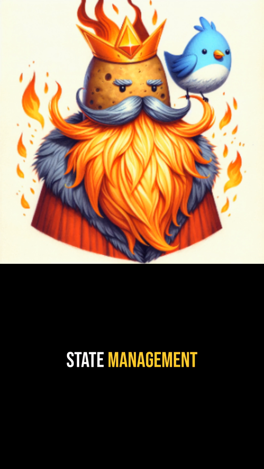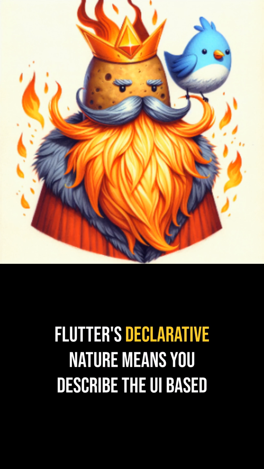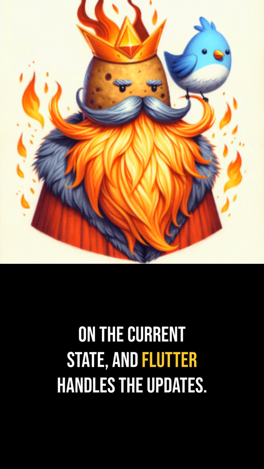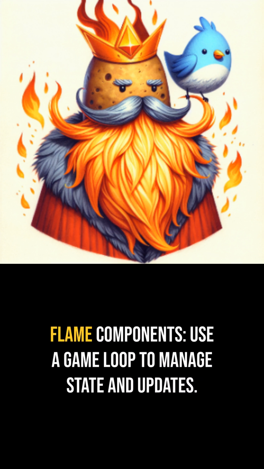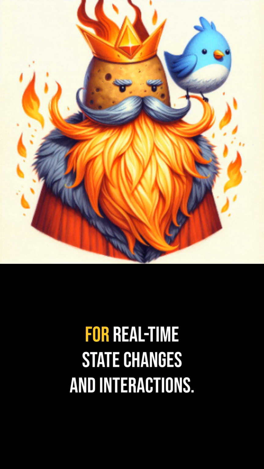2. State management. Flutter widgets use stateful and stateless widgets to manage state. Flutter's declarative nature means you describe the UI based on the current state, and Flutter handles the updates. Flame components use a game loop to manage state and updates. The update method is called on each component in each frame, allowing for real-time state changes and interactions.